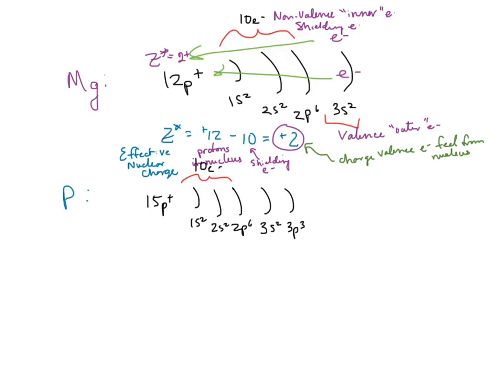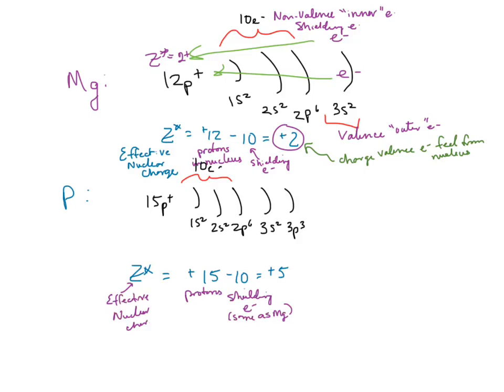Notice that both of these elements are in the same period, and maybe not so surprisingly, they have the same 10 shielding electrons, the same inner electrons. So if we calculate the effective nuclear charge for phosphorus, it's 15, because there's 15 protons, minus 10 because there's 10 shielding electrons. So the effective nuclear charge is +5.